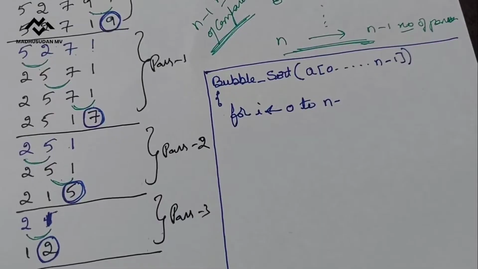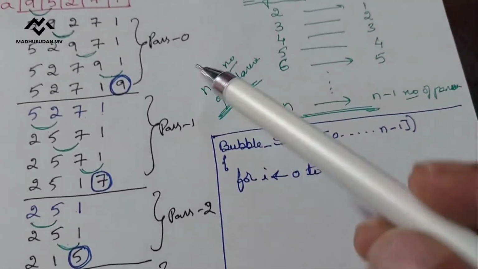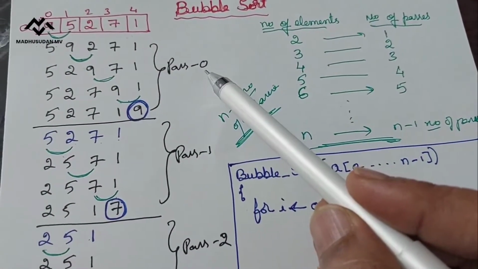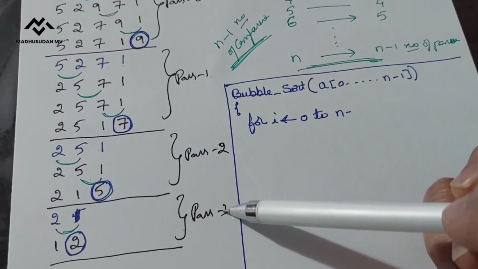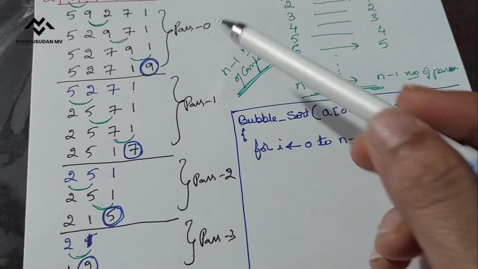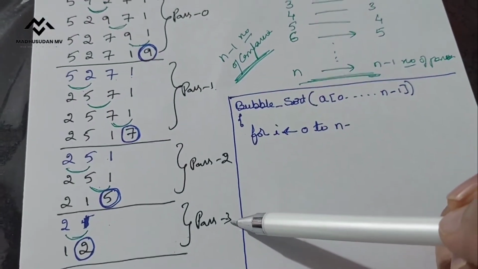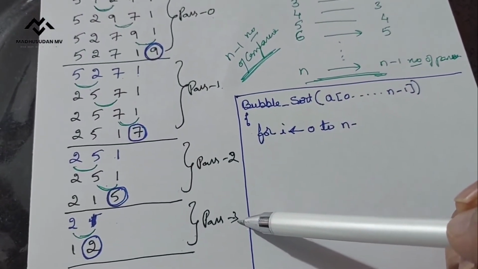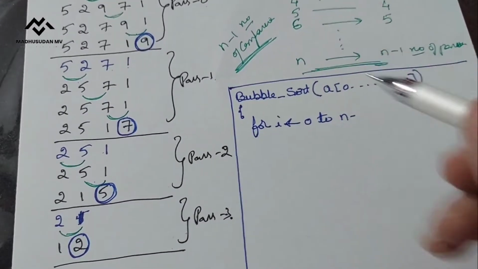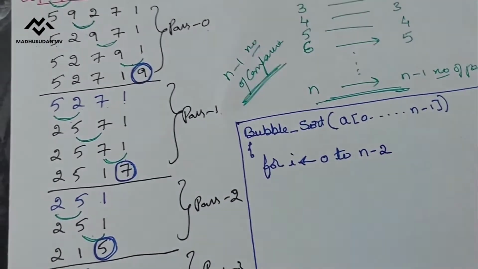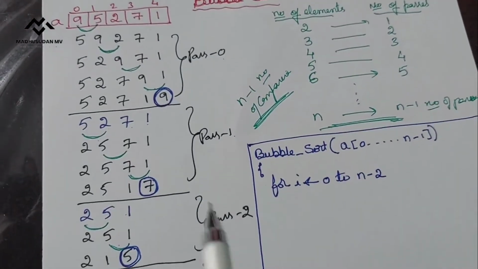0 to n minus 1 or n minus 2. See, if you observe, I started with what pass? Pass 0. Then pass 1, pass 2, pass 3. For how many elements? 5 elements ends at 3. So 5 minus 3 is what? 5 minus 3 is equal to 2. That means it is n minus 2. Okay.